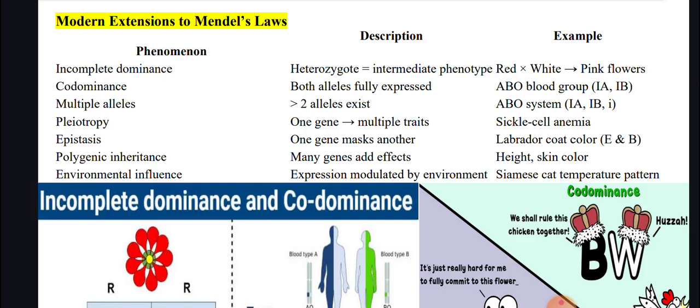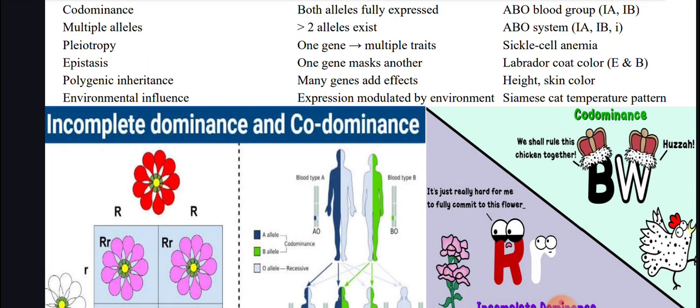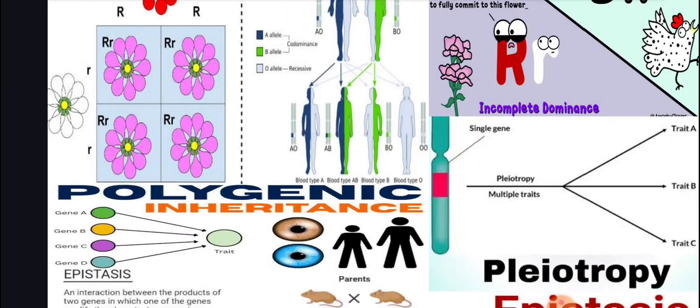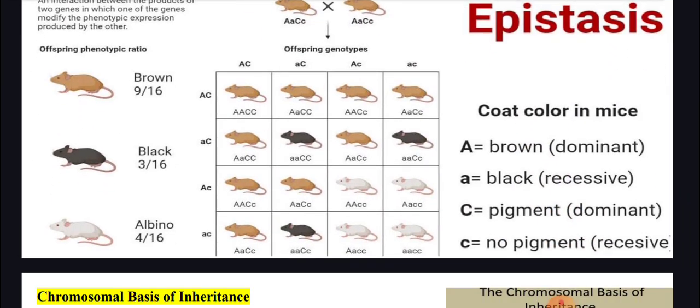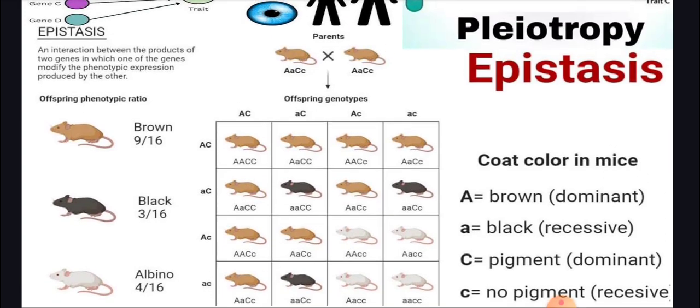Let's use that famous Labrador Retriever coat color example to make this really clear. Perfect example. In labs, there's a gene, the B gene, that controls the type of pigment produced. Black pigment, B, is dominant to brown pigment, b. Okay. But then there's a second gene, the E gene, which controls whether that pigment actually gets deposited in the fur. This E gene is epistatic to the B gene. It's the switch.